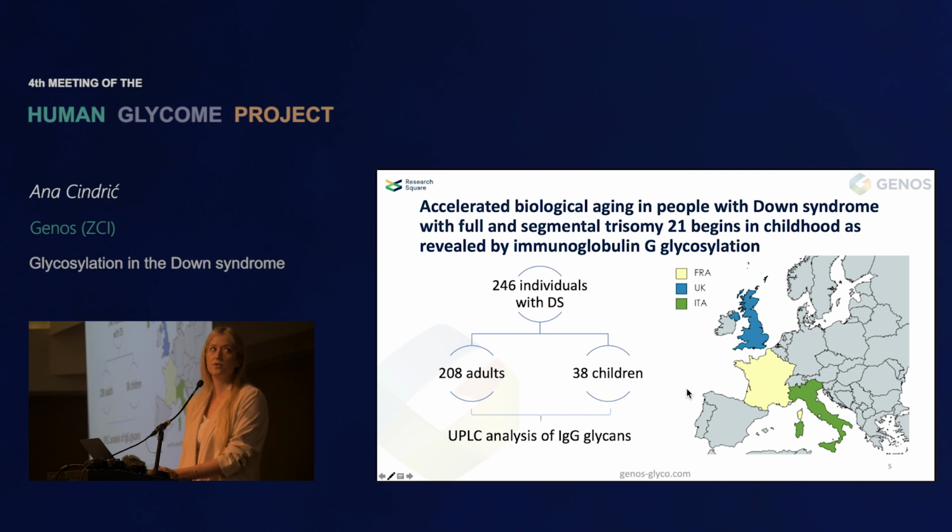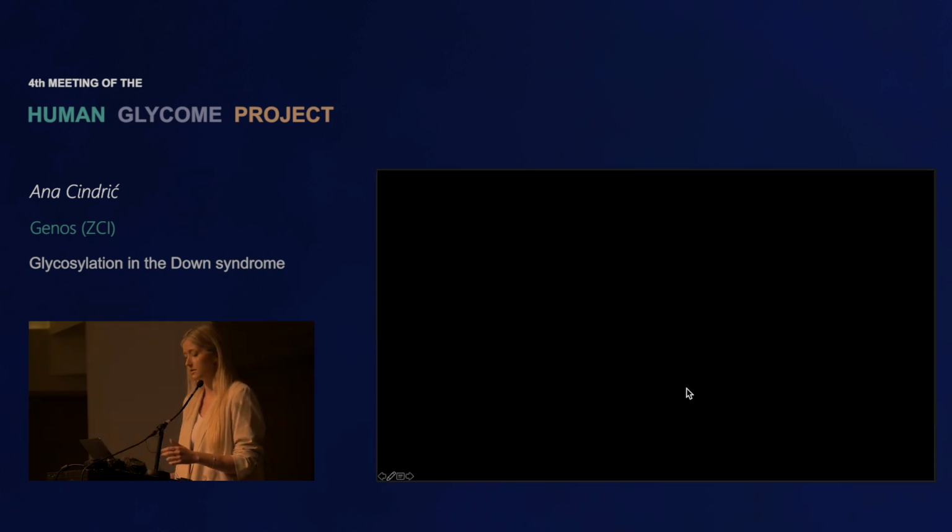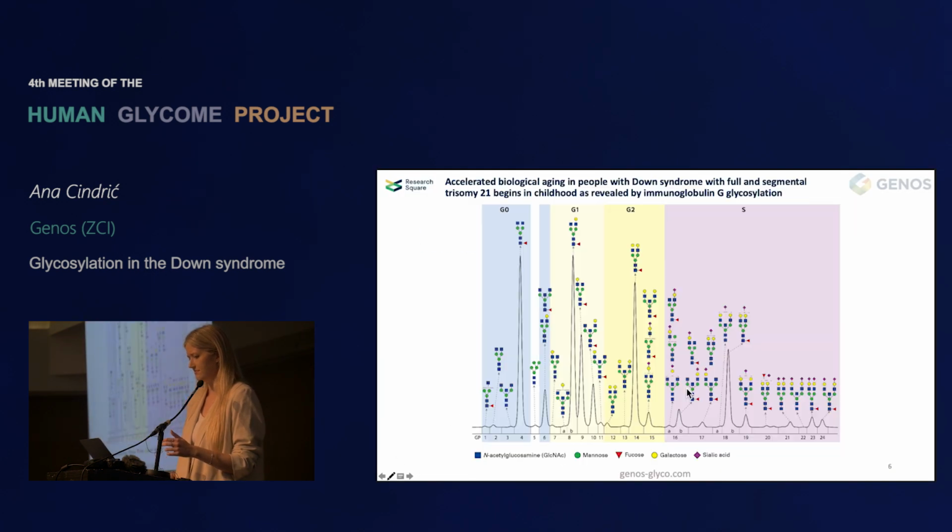So we had samples from 3 different European populations, from France, from the UK, and from Italy, and this is what they will be called later in the figures, just so that you get familiarized with that. And we had 246 samples of people with Down syndrome. 208 of them were adults, and 38 of them were children. And we did UPLC analysis of IgG glycans to quantify them. Okay. And when you do UPLC analysis, you get something like this.